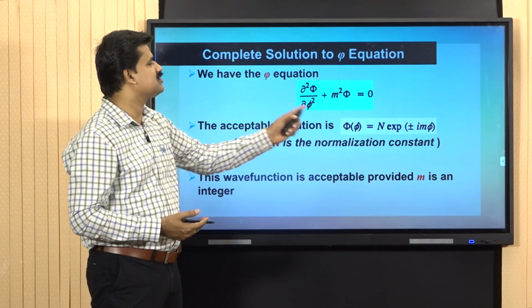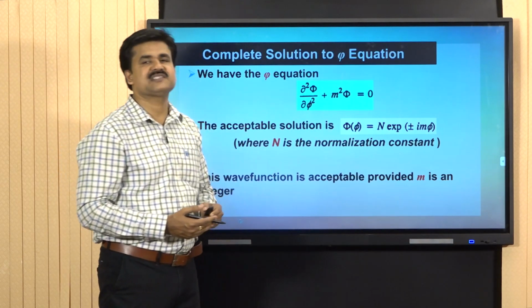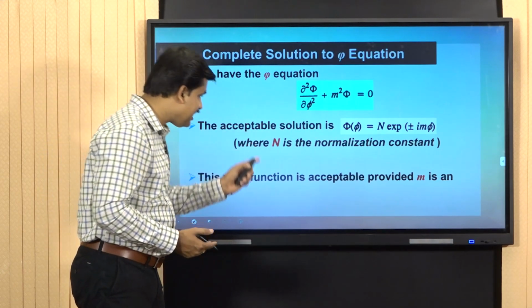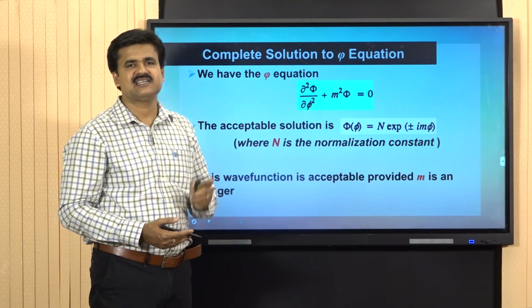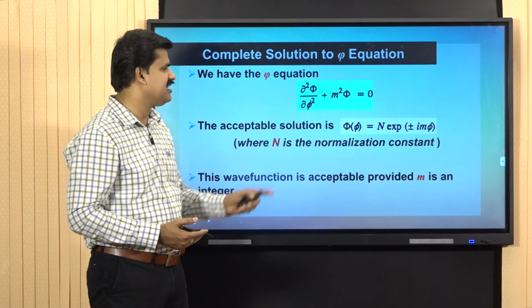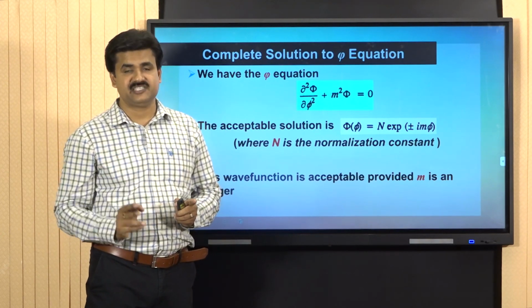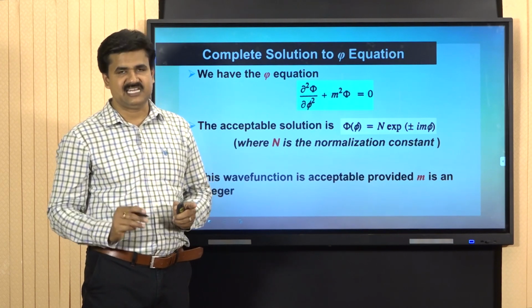That is, the solution is Φ(φ) = N e^(±imφ), where N is the normalization constant. This wave function is acceptable provided m is an integer. m should be an integer.